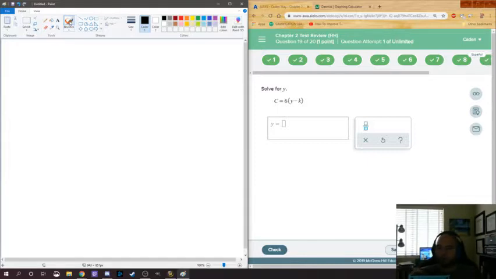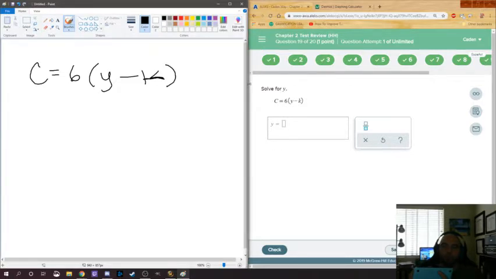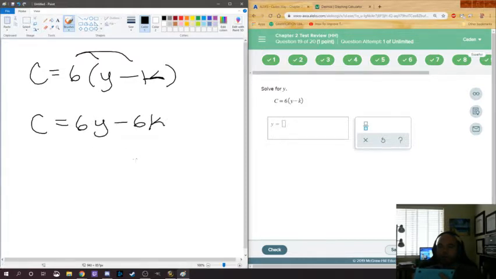Okay, now for your favorite literal equations. So let me write this down. C equals 6 times (y minus k). Please be aware of what you're trying to solve for. Mine says solve for y. So I want to get this y alone. Do you want to distribute? Okay, I'm going to assume you distribute. I'm not saying you should, but you can and still be right. So I get 6y minus 6k.